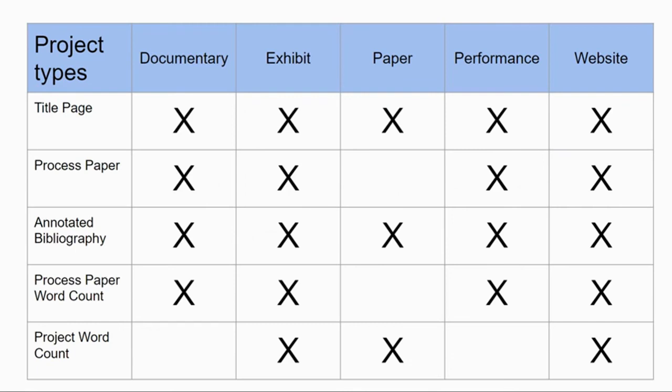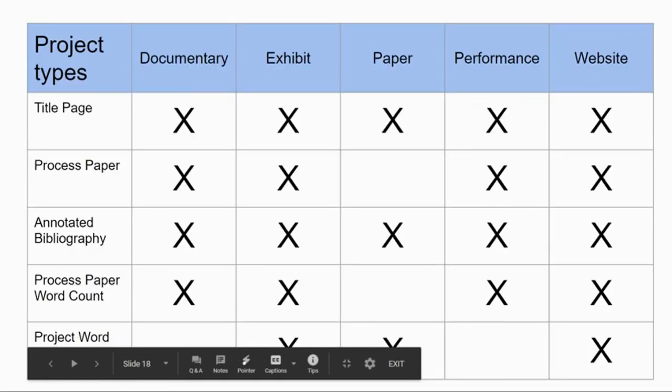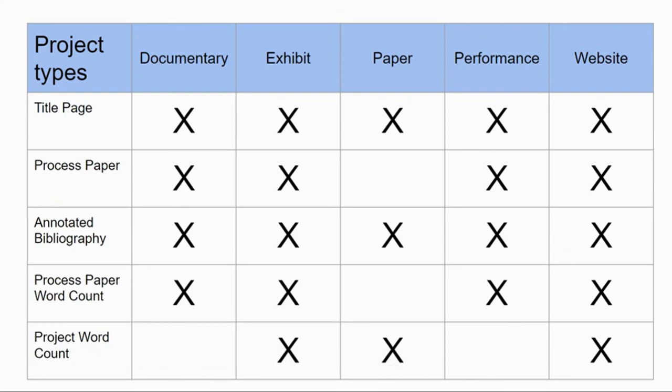Just as a quick reminder, if you are doing a documentary, you will have the title page, the process paper, the annotated bibliography, and the process paper word count. If you are doing an exhibit, you are going to have all 5 components here. If you are doing a paper, you will have the title page, the annotated bibliography, and the project word count. If you are doing a performance, you have the first 4. And if you are doing a website, you have all 5 of these as part of your annotated bibliography and process paper.